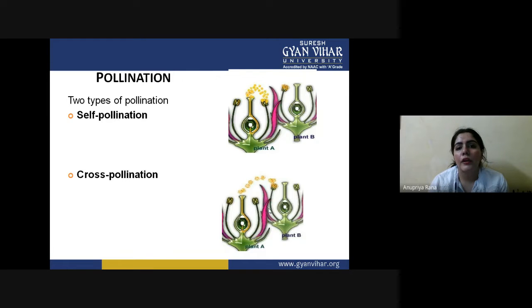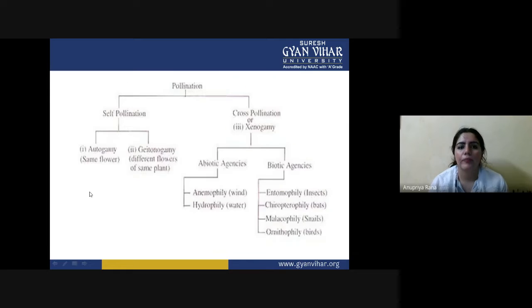Either they are pollinating another flower or another plant. So the total scenario is that they should not be present in the same flower. The flower should be different or the plant should be different. So when a flower receives pollen from a different plant, that kind of pollination is known as cross-pollination.